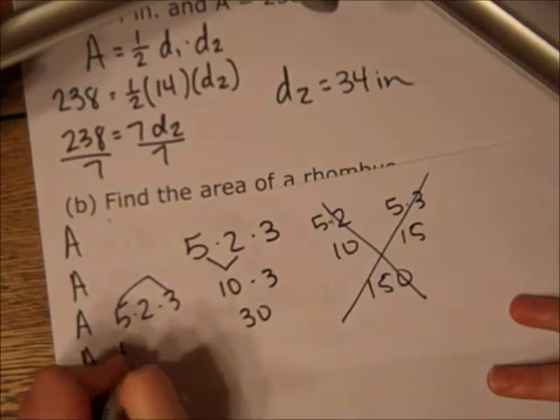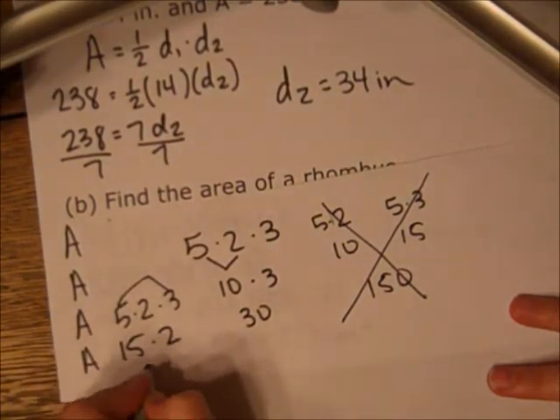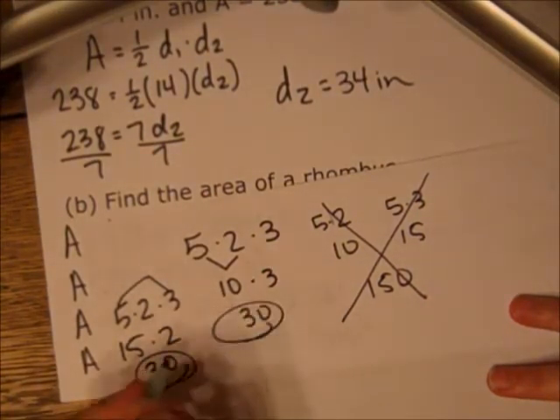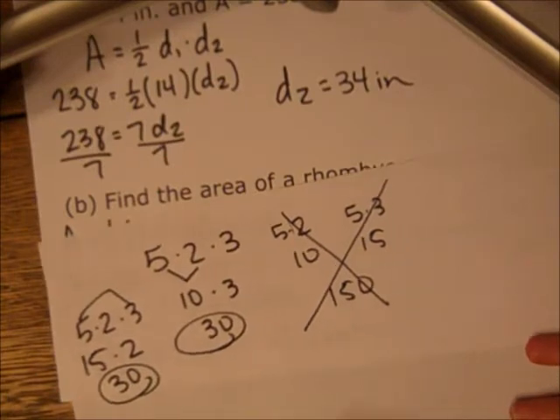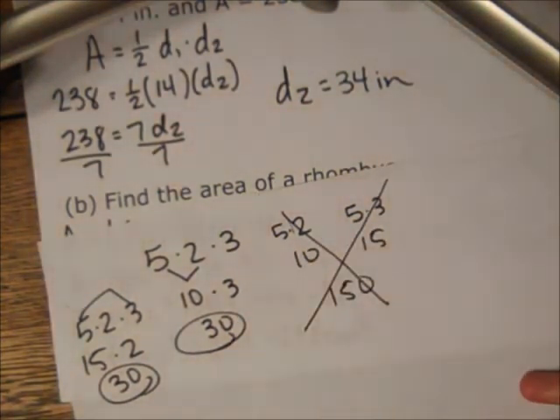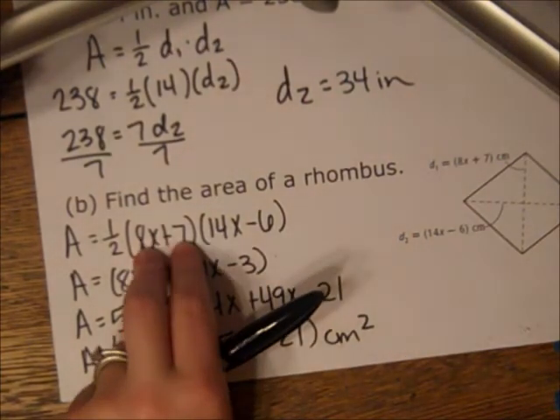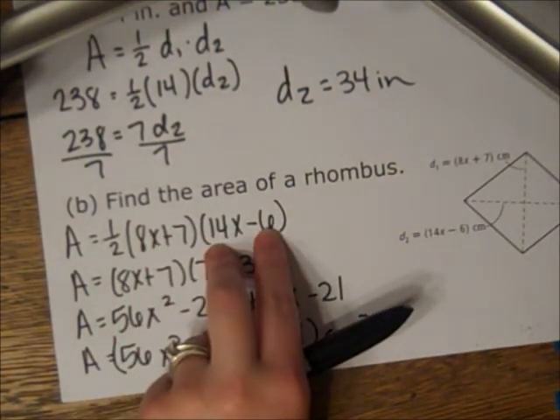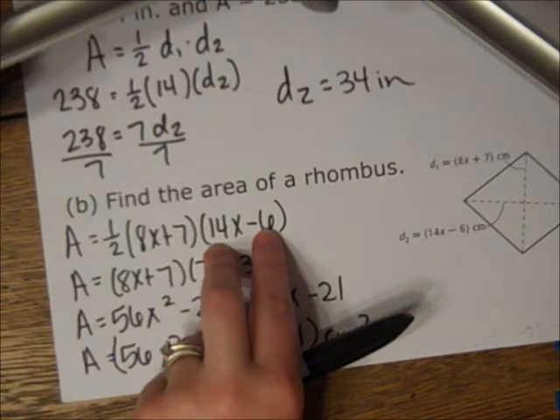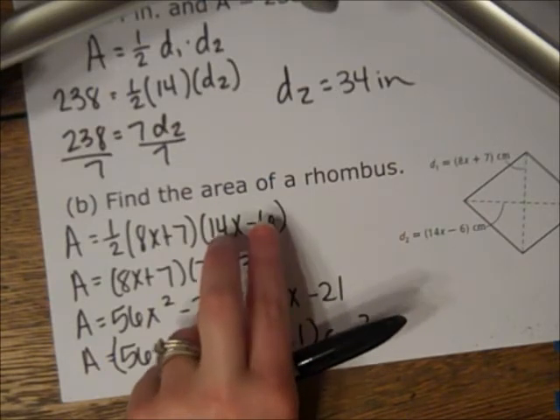okay, 5 times 3 is 15. 15 times 2 is 30. That is okay because I get the same answer. Distributing it to both terms is not okay. So, take your pick. Either do it to the 8x plus 7 or to the 14x minus 6, whichever is better for you, and it should be the one with both even terms.